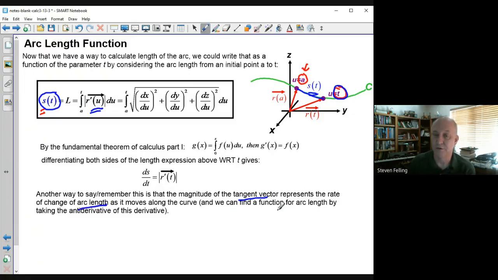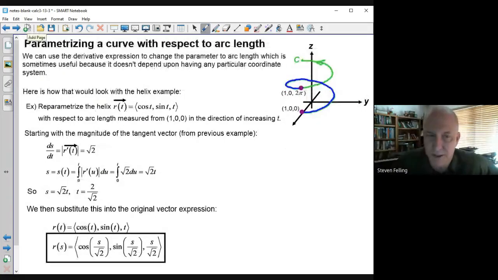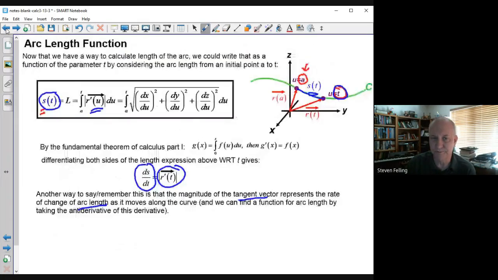And in fact, we can find a function for this arc length by just computing this and then taking an antiderivative with a variable. Okay, we'll see examples of that in the homework, and we'll talk about that more fully when we get to that. But there's another concept we have to talk about today, and that is that we can parametrize the curve with respect to its arc length. So let me go back to the beginning of the lesson here and show something.